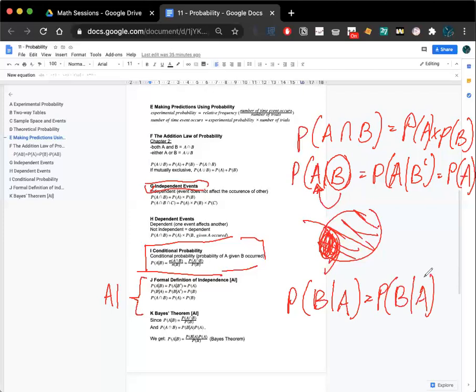So the chances of B would also be the same if they were asking the chances of B given A, or the chances of B when the complement of A is happening.